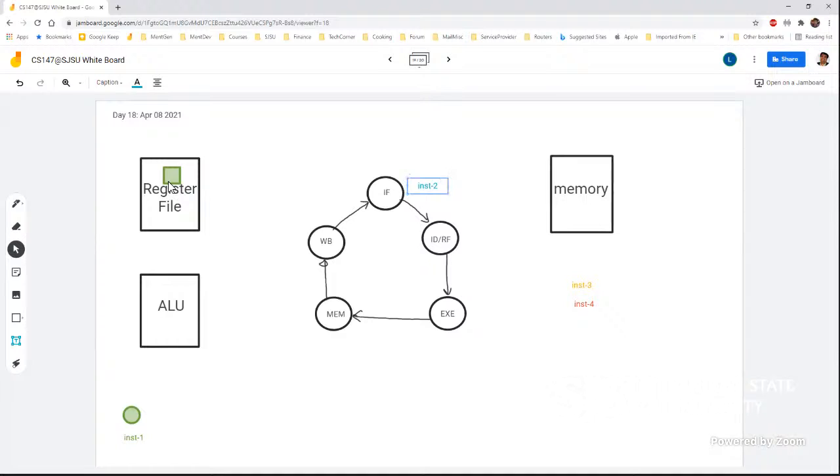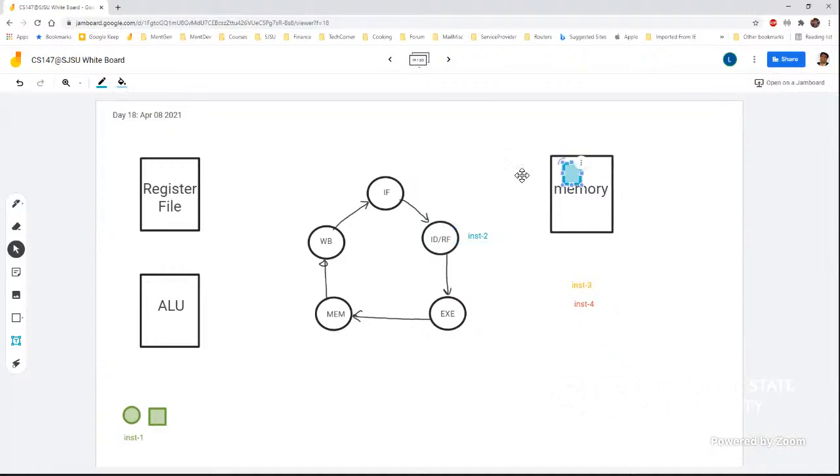Instruction 2 is fetched, so memory is involved as a resource. Then instruction 2 goes into the decode phase, so the register file is used. Next it goes into the execution phase, the ALU is used. Then instruction 2 goes into memory, and then the write back phase, where the register file is used.